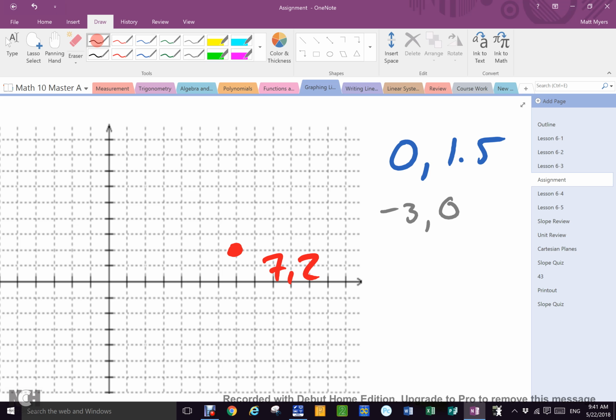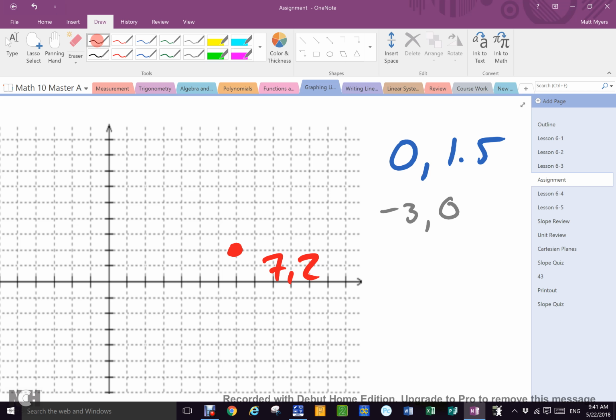The conceptual point that you need to understand is the x values can go into the equation where you see an x. The y values can go into the equation where you see a y. Can I make that any simpler for anybody? Does everyone understand that? Yeah.